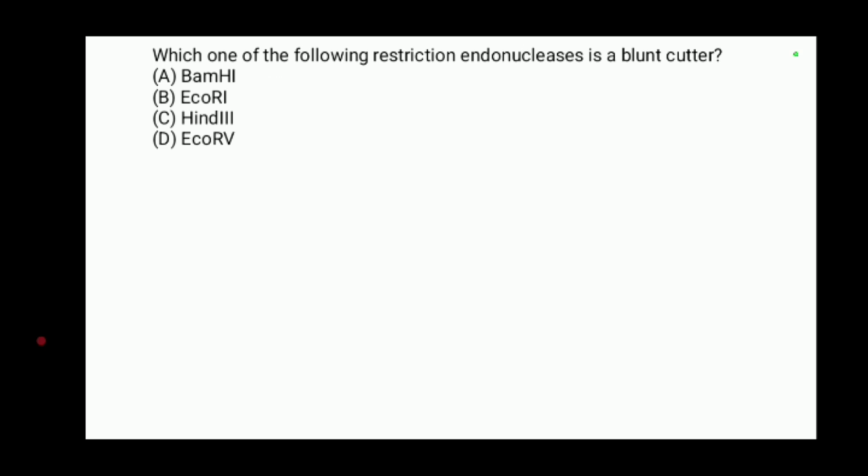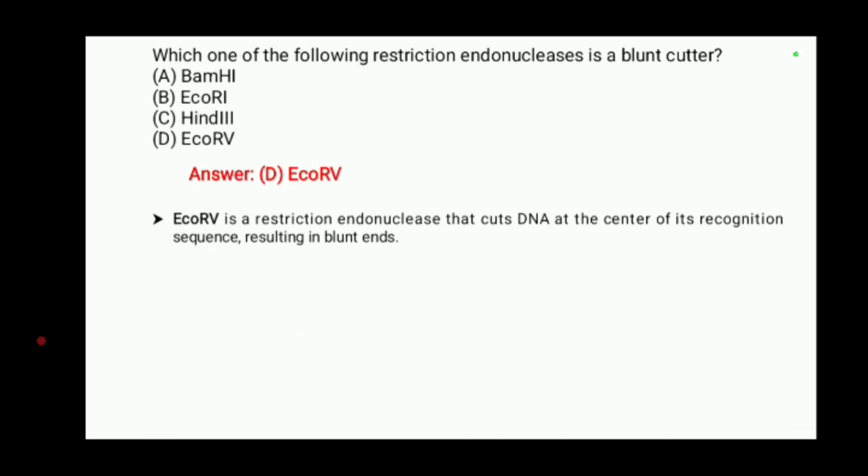Next, which one of the following restriction endonucleases is a blunt cutter? Option A, BamHI. Option B, EcoRI. Option C is HindIII. Option D is EcoRV. And the correct answer is option D, EcoRV.